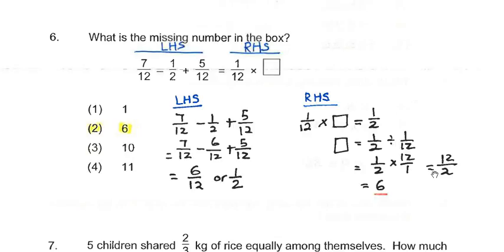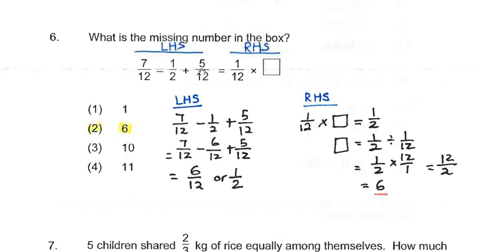What is the missing number in the box? This box over here. Now watch out. Over here there is a certain fraction minus, and plus a certain fraction, left hand side equal to right hand side. You're going to find the number in this box. Now we work out the left hand side first, find out what the answer is. When I worked this out, the answer is 6 over 12, or half. The answer for this whole working is half.